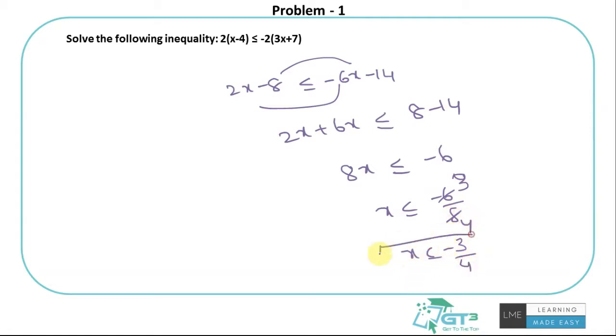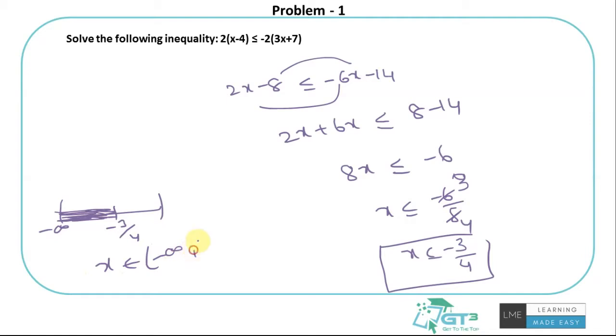As long as this is true, I will satisfy this inequality. What does that mean? Minus infinity and minus 3 by 4. x should be less than it. So everything here is fine for me. So that means x belongs to minus infinity to minus 3 by 4 with a square bracket because it's less than or equal to, right? The answer is this.